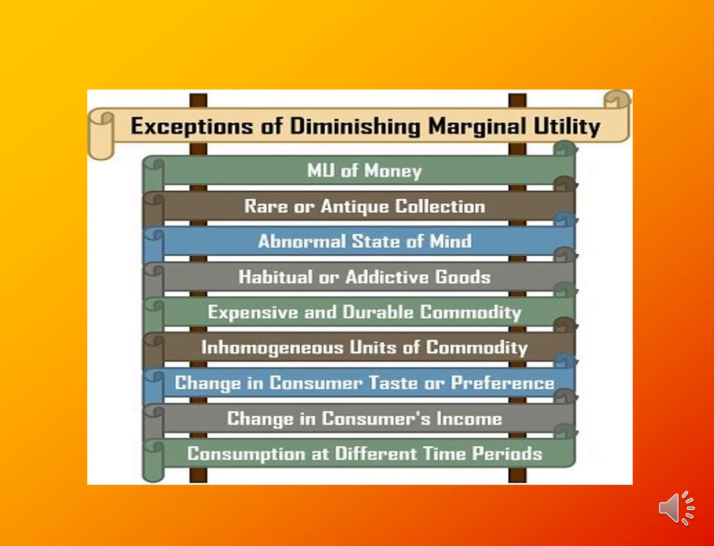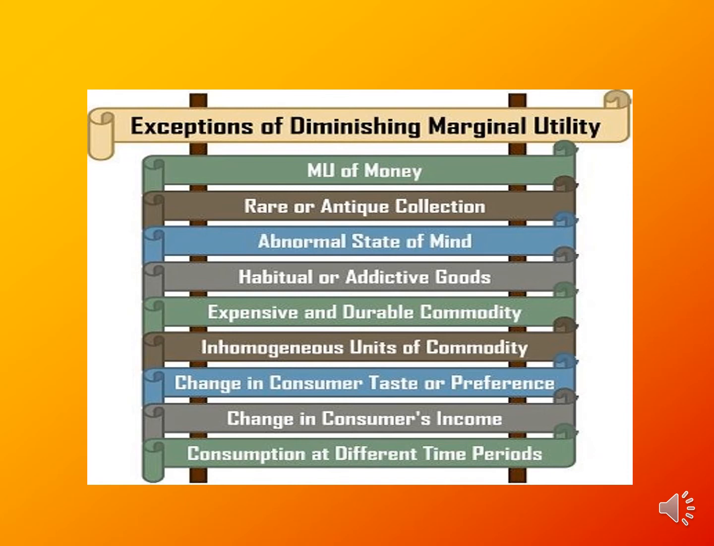There are certain exceptions to the law of diminishing marginal utility. In the case of money, rare and antique collections, and habitual or addictive goods, this law will not be applicable. And in the case of persons with an abnormal state of mind, the law will not be applicable. Also, in the case of expensive and durable commodities, there will not be any diminishing marginal utility.